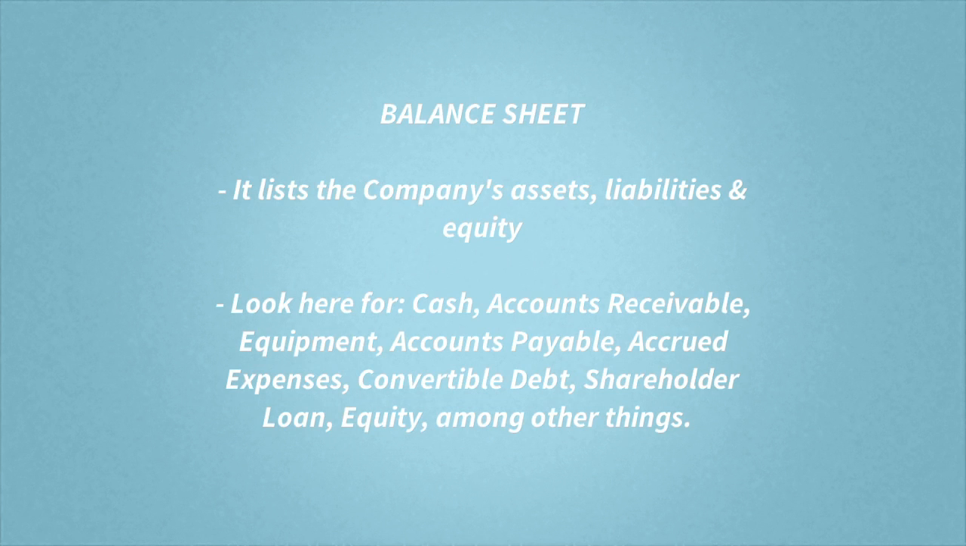The balance sheet lists the company's assets, liabilities, and equity, also known as shareholders' equity or owner's equity. Look here to find out what your cash, accounts receivable, equipment, accounts payable, accrued expenses, convertible debt, shareholder loan, equity balances are, among other things.